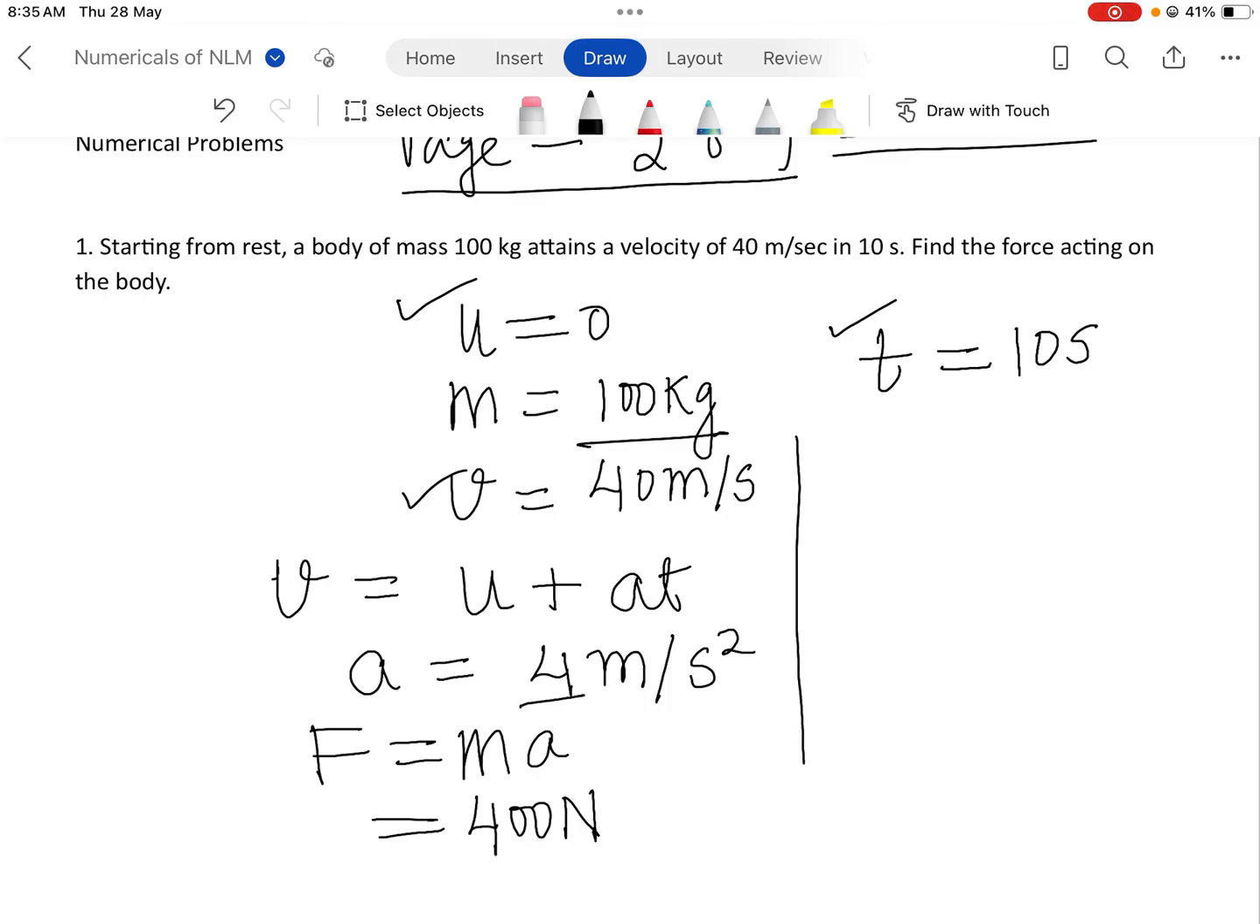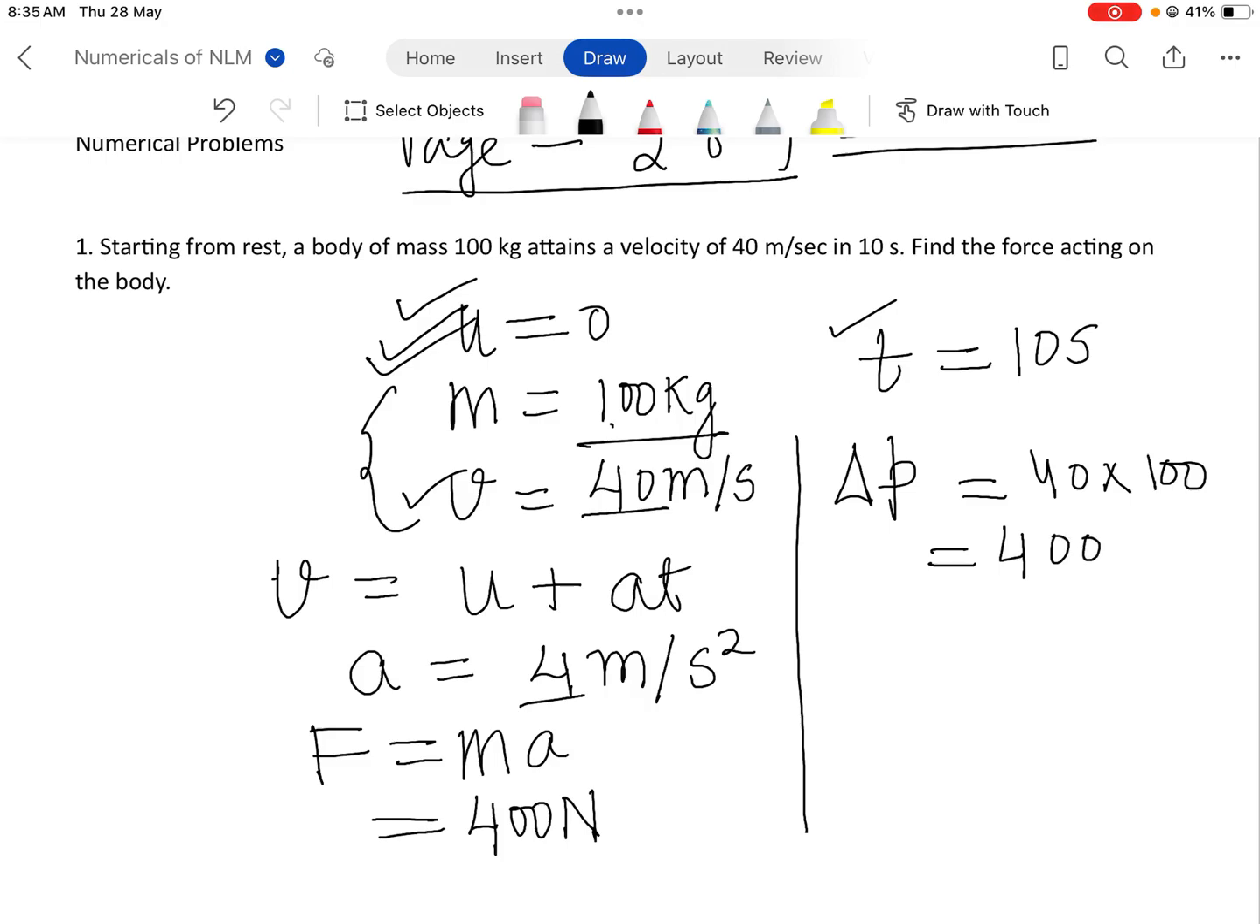What is another way? You find out the change in momentum. So see here, change in momentum, m into v minus m into u. Initial momentum will be 0, so change in momentum will be equal to the final momentum. That is equal to 40 into 100, that is 4,000 kilogram meter per second. It is clear.